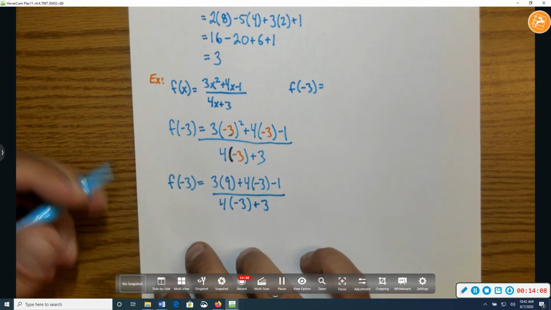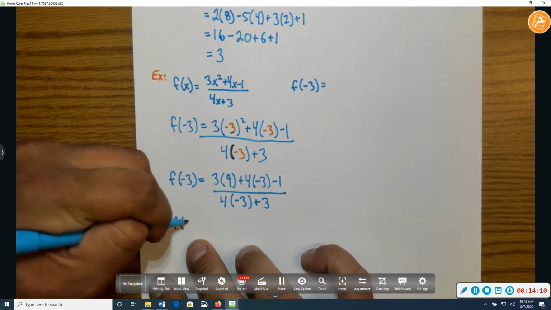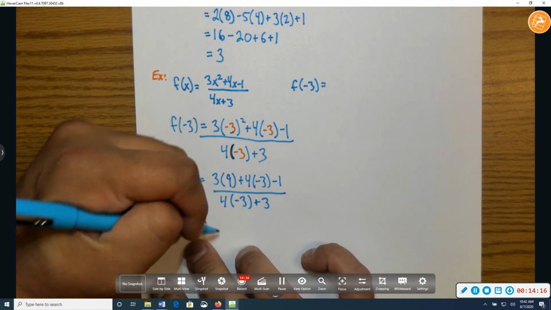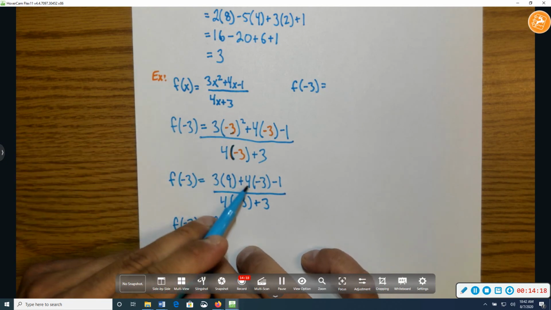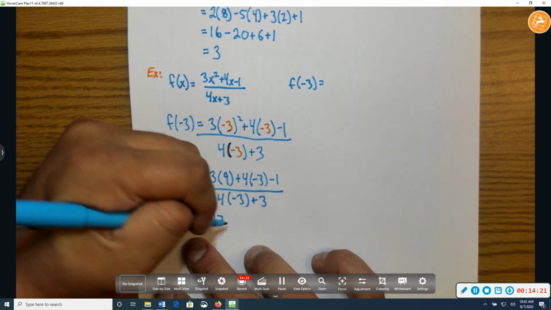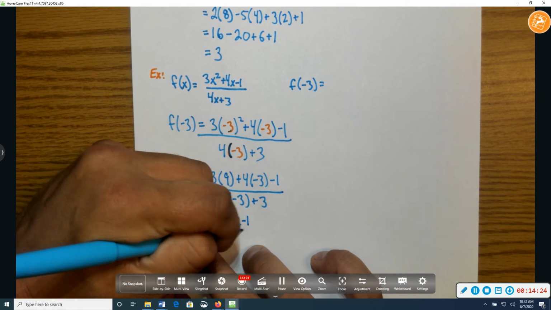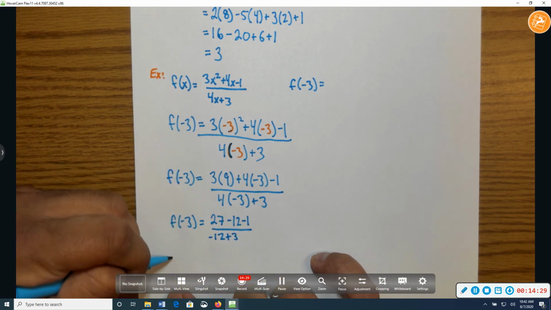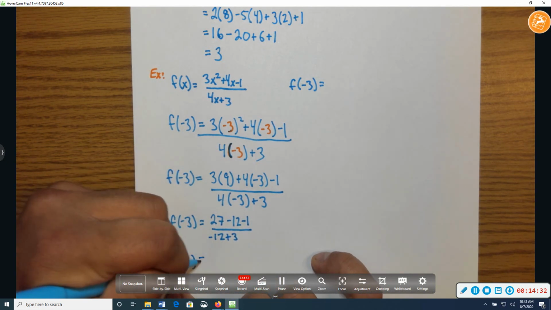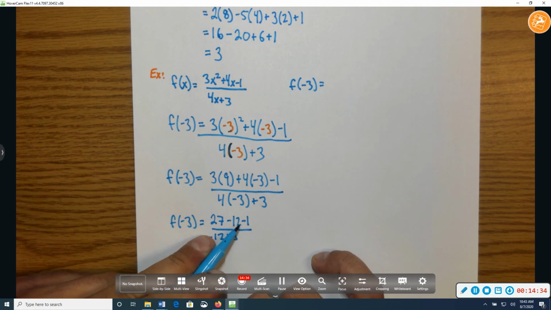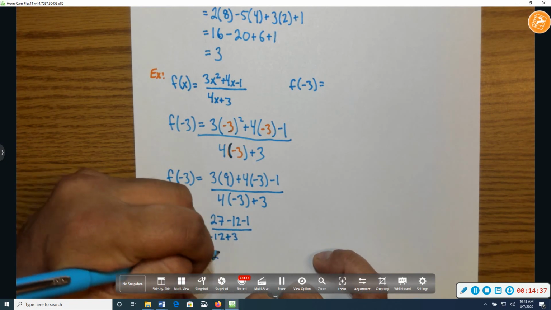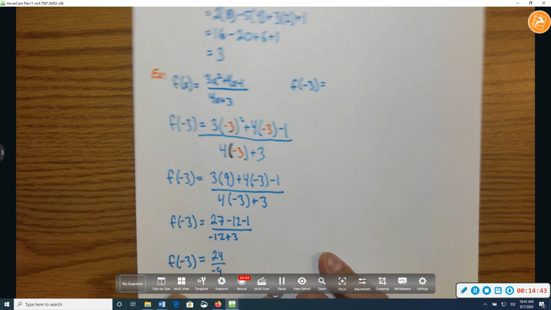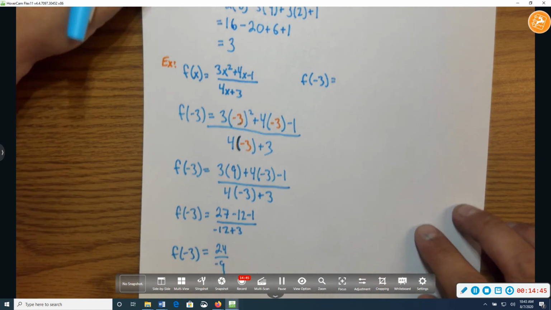Now let's do multiplication. 3 times 9 is 27. 4 times negative 3 is negative 12, so minus 12 and minus 1. All over 4 times negative 3, again, is negative 12 plus 3, and we're getting there. 27 minus 12 is 15, minus 1 is 14. Negative 12 plus 3 is negative 9.